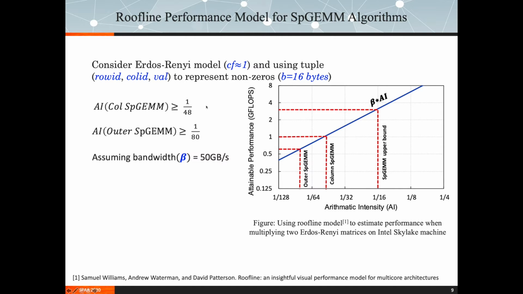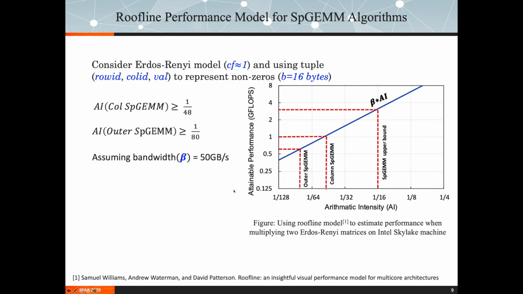Consider the Erdős–Rényi model, in which CF is equal to 1, and we are using COO format to represent the non-zeros. Each tuple is 16 bytes. So we found in our calculation that the AI of column SpGEMM should be greater than or equal to 1 over 48, and AI of outer SpGEMM should be greater than or equal to 1 over 80.